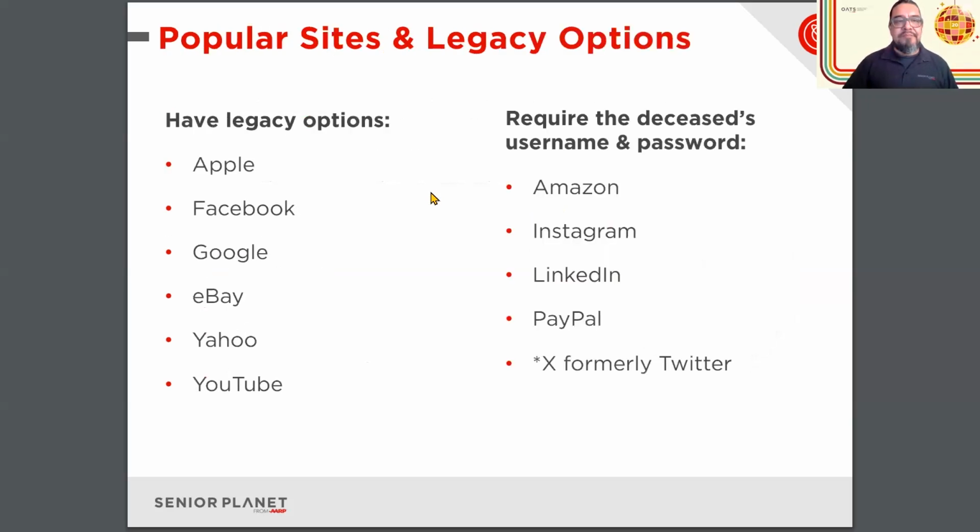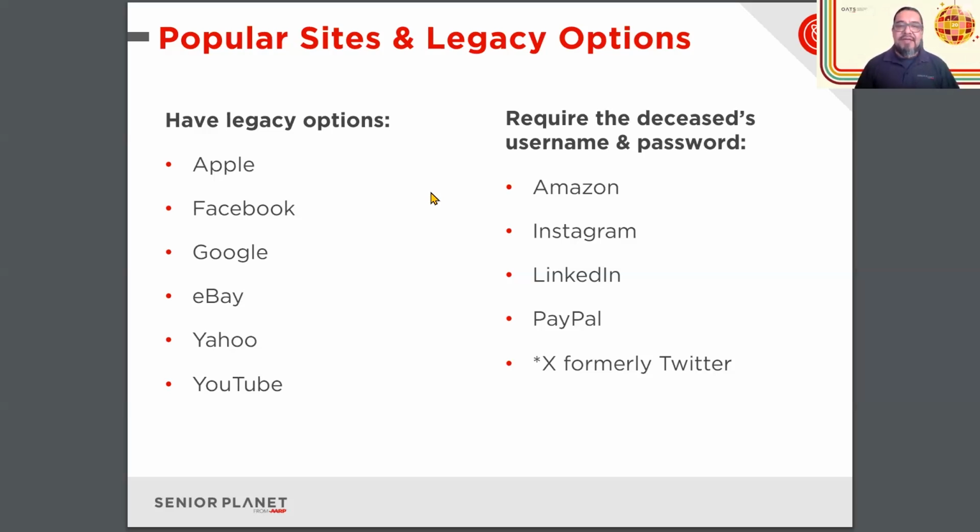Okay, so some popular sites and legacy options. Let's go over these lists. The lists that you see here are sites and services that allow you to either name a legacy contact or indicate in some way who will have access to your account after you pass. So these accounts on the left-hand side have legacy options: Apple, Facebook, Google, eBay, Yahoo, and YouTube. And we'll at least be able to demonstrate how on one of these platforms you can find out what to do to appoint somebody to be your digital executor, if you will.